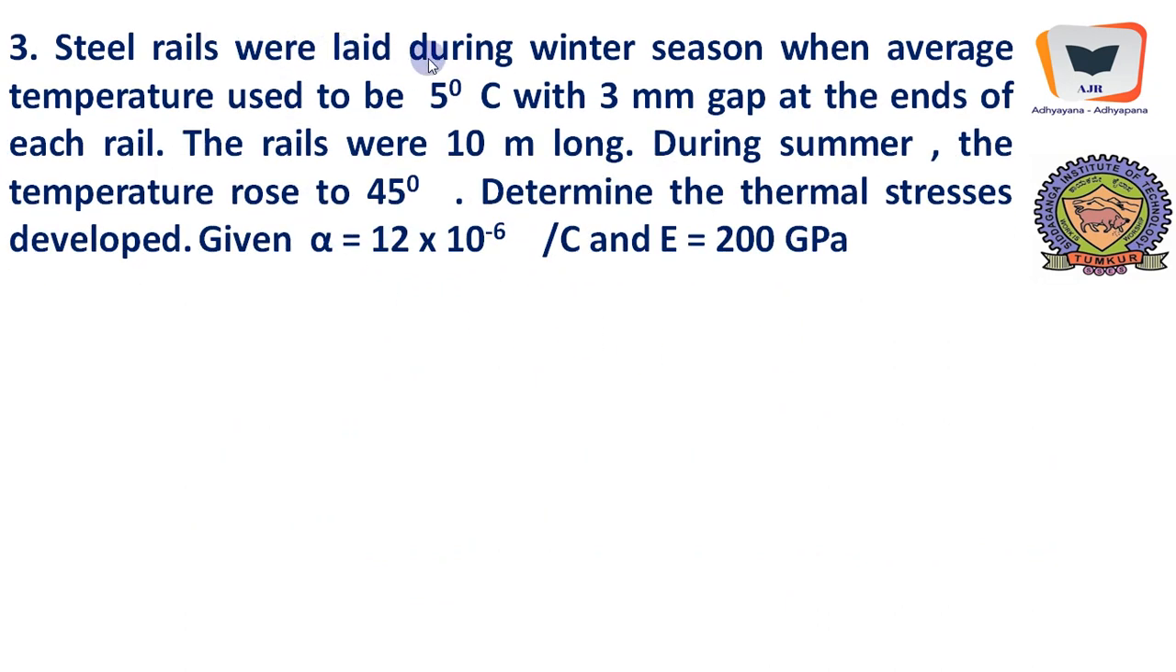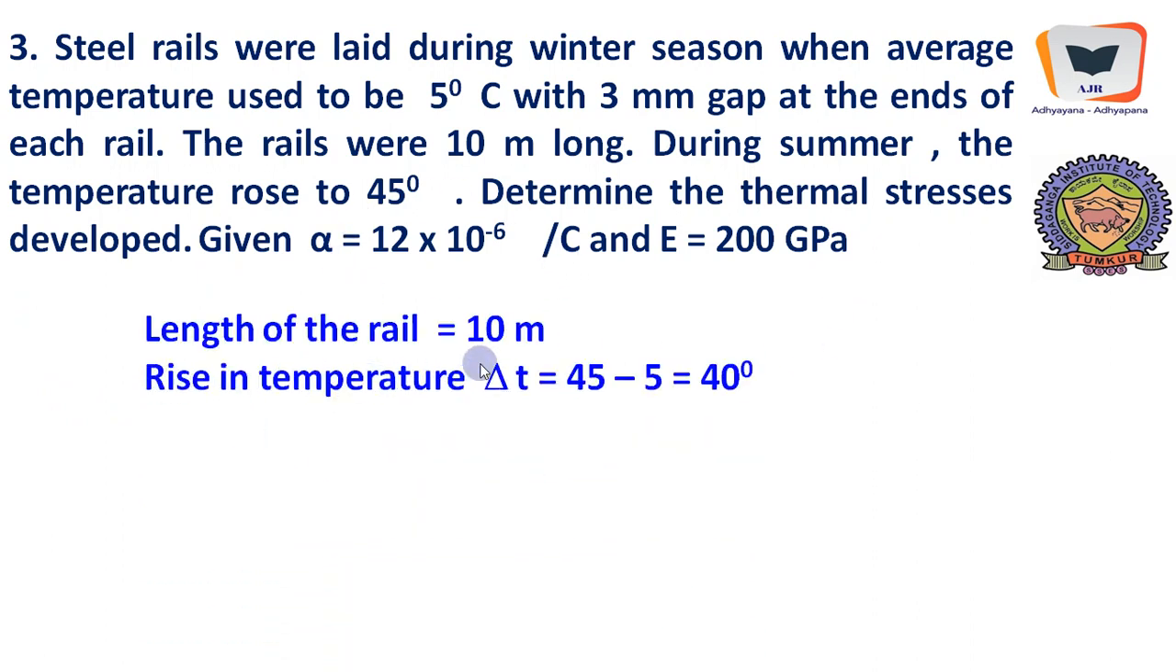Right. Steel rails were laid during winter season when average temperature used to be 5 degrees centigrade with a 3 millimeter gap at the ends of each rail. So the gap provided for the free expansion is just 3 millimeter. The rails were 10 meter long. This will give us the original length. During summer, the temperature rose to 45 degrees. Therefore, change in temperature is 45 minus 5, 40 degrees centigrade. Determine the thermal stresses developed. Given alpha equal to this much and E equal to this much.